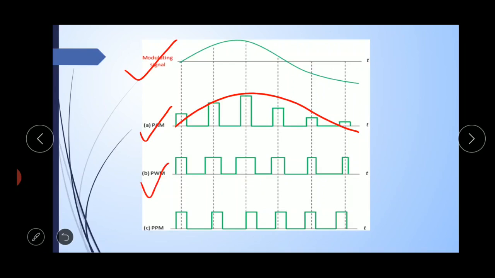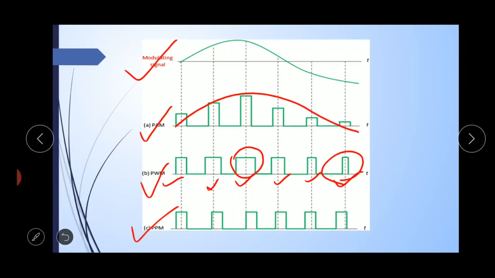Then this one is the pulse width modulation. Pulse width means the width of the pulses changes. So here you can observe that the width of each pulse is not the same, they are varying. Here the width is more than this pulse. Like this you can observe all the pulses.